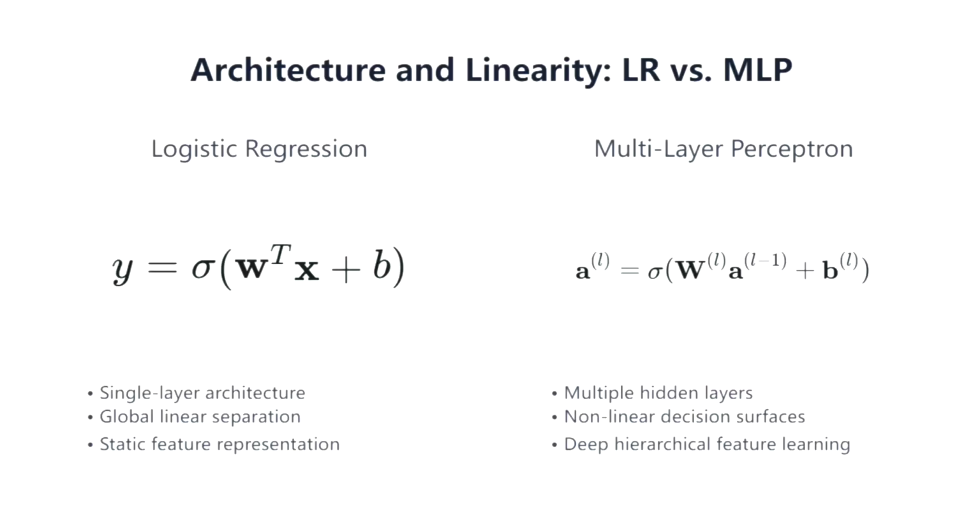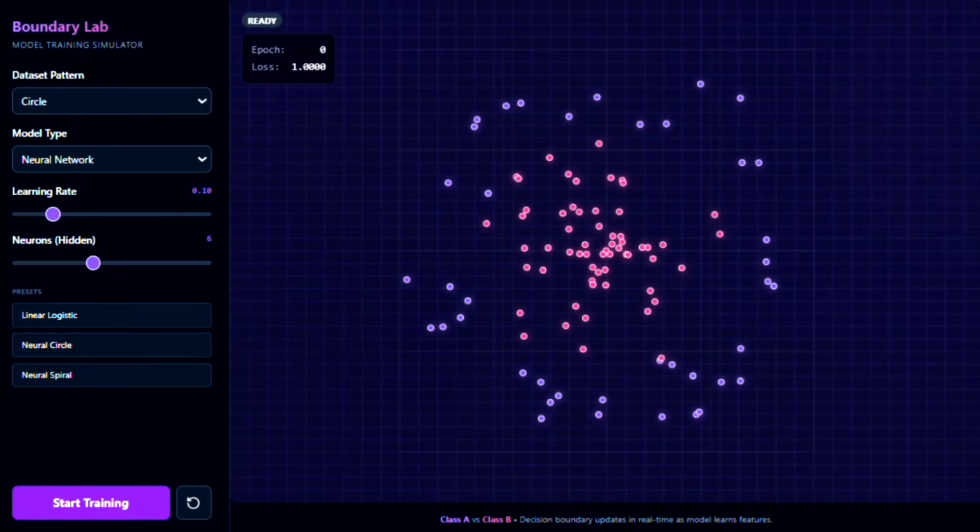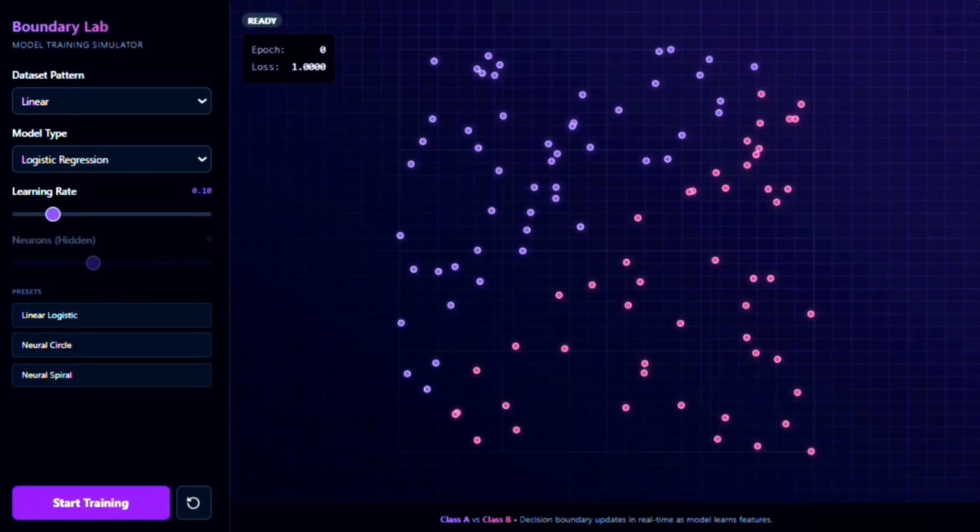Next, we'll see how these boundaries look in practice. In this simulation, we'll observe how different models learn to separate data points using decision boundaries. Let's start with logistic regression. Notice how it creates a straight line to separate these linearly separable points.